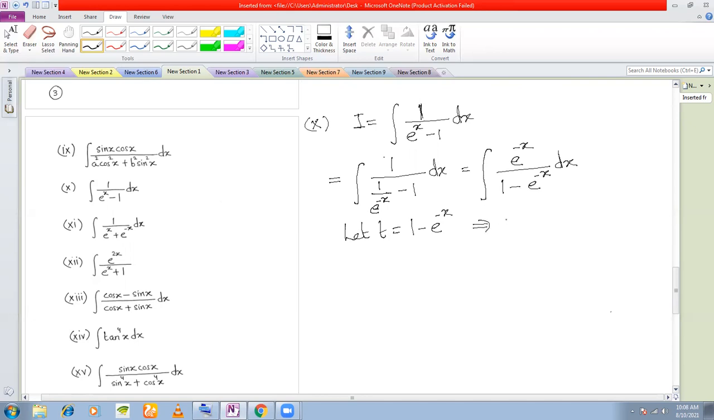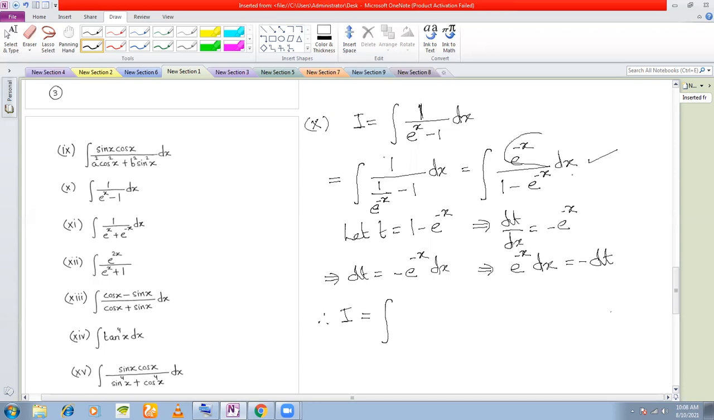That means dt by dx will be how much? It will be e to the power of minus x. That means dt will be equal to e to the power of minus x dx. Right? So therefore now if I put this in the integral, what am I going to get? Integral e to the power of minus x dx.